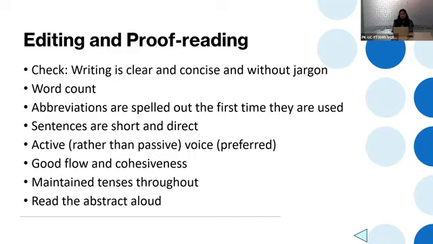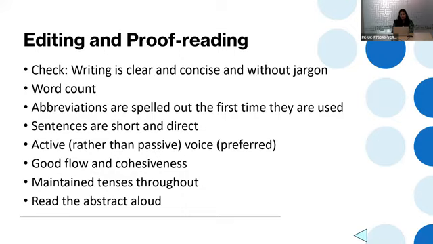Do not confuse the reader, do not confuse the reviewer. Say what you want to say, be direct. Active voice is preferred over passive voice, but it's not mandatory. Your abstract should have good flow and cohesiveness, one sentence leading to the next to tell the story. You check for any grammatical errors and any tense-related errors.